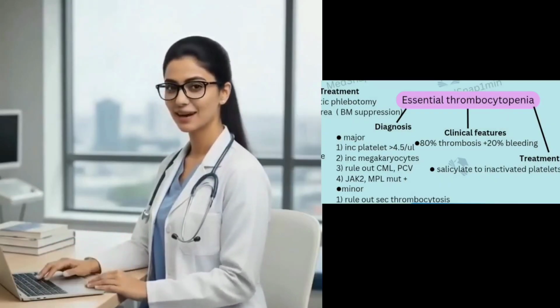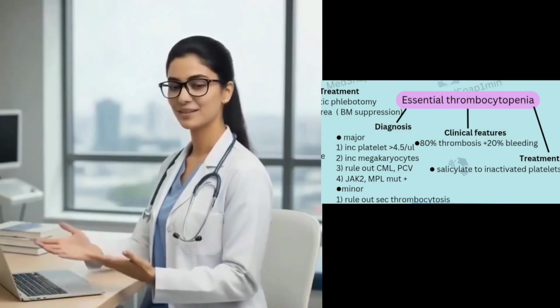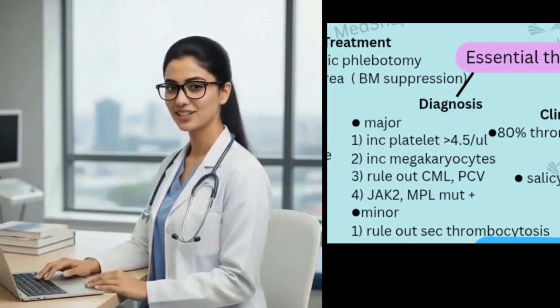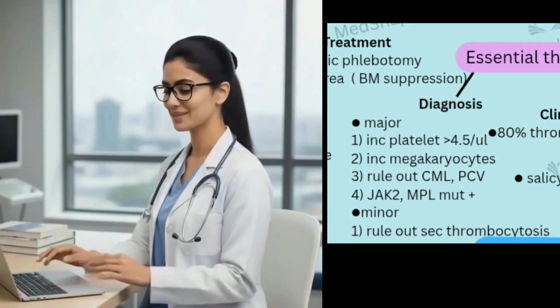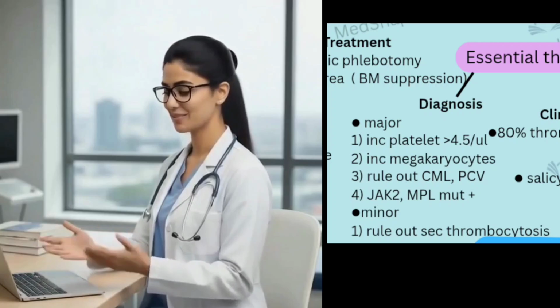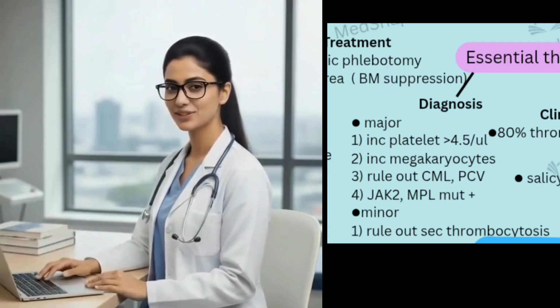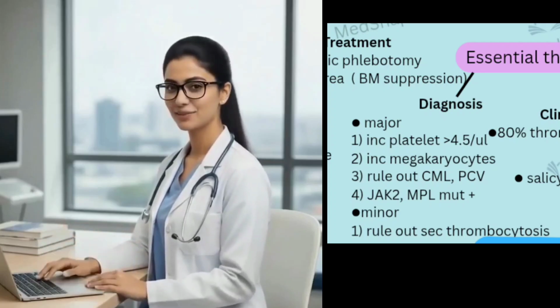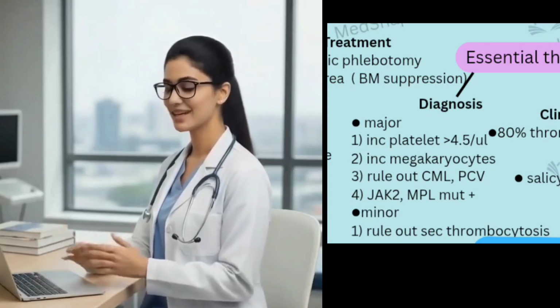Next, let's talk about essential thrombocythemia. For diagnosis, we have to meet 4 major or 3 major and 1 minor criteria. The major criteria include number 1, increased platelet more than 4.5 lakh per microlitre. Number 2, there is increased megakaryocyte. Number 3 includes to rule out CML and PV, and number 4 includes JAK2 and MPL mutations.